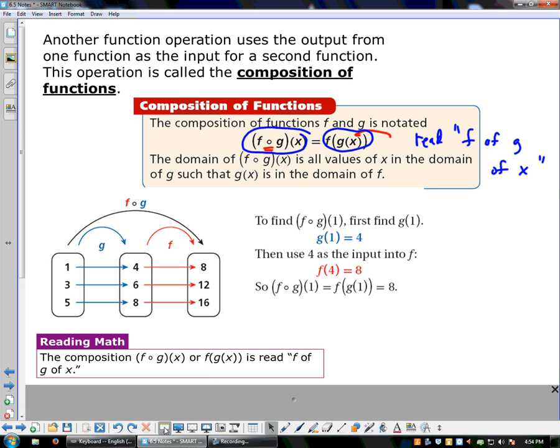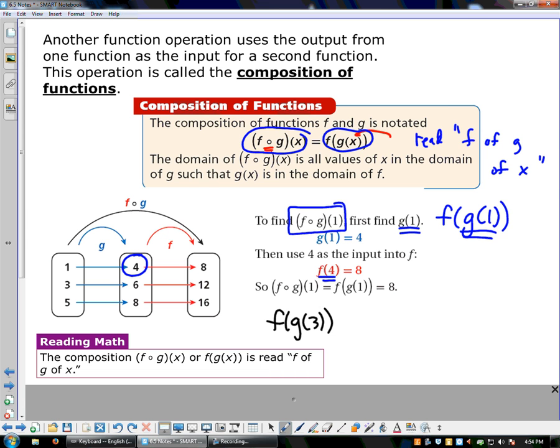To find f of g of 1, the first thing we're going to find is g of 1. So if this was my question I gave you, and I said, okay, what is that value? The first thing you would do is find g of 1. Sometimes it's helpful to look at this as f of g of 1, so you want to work from the inside out. Looking at my chart here, g of 1 was equal to 4. And then 4 will be the number that I plug into f. So that becomes f of 4, which on my chart would be 8. So kind of seeing how those are linked together. Looking at my chart, another thing I can see here is that f of g of 3 would equal 12, and f of g of 5 would be equal to 16.